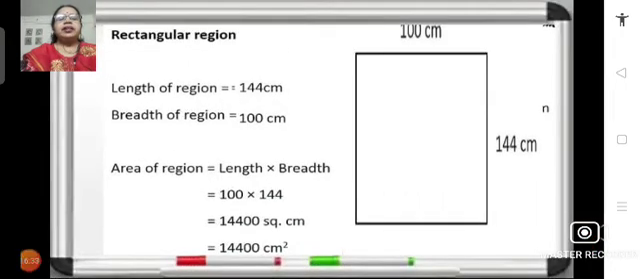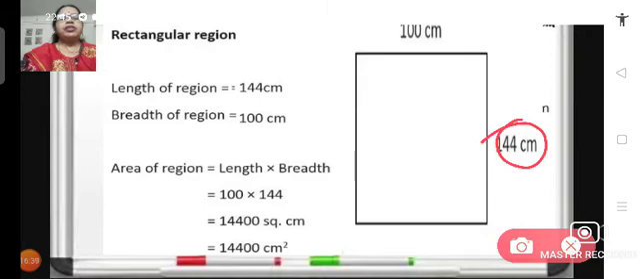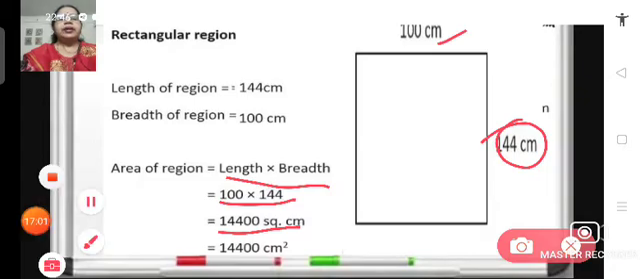Then we will find the area of the rectangular region. The length of the rectangular region is 144 centimeter and its breadth is 100 centimeter. So what will be the area of this region? It will be length multiplied by breadth. That means 100 multiplied by 144. So it will be 14,400 square centimeter as the area of the rectangular region.